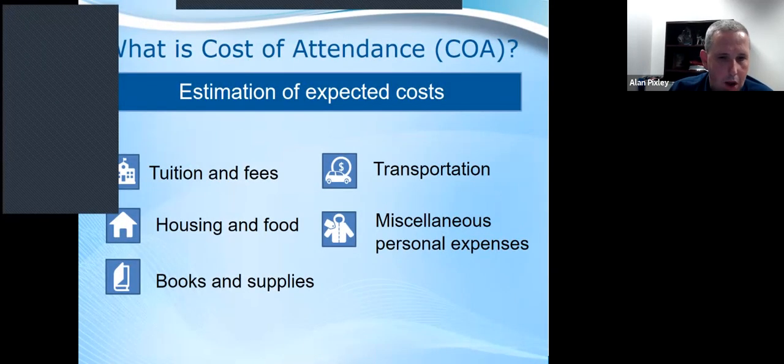And then there's also a miscellaneous personal expense category. We call that kind of like your Walmart money, things that you need for personal hygiene, just to take care of yourself, buy some clothes. So all of these components together, each school is responsible for determining what their average student is going to pay in these items. So your expenses may be more than that, maybe less, but it's just an estimate of the general student population. So all these things together become the cost of attendance, and that's an important definition to know.